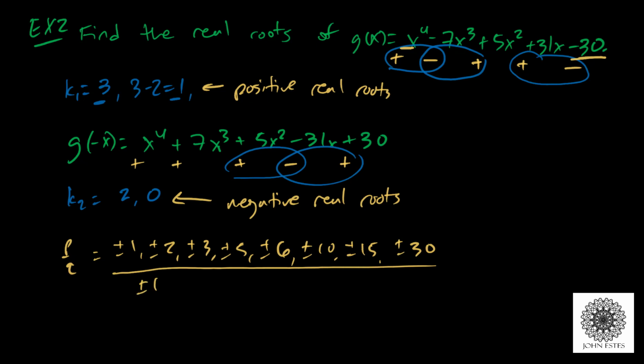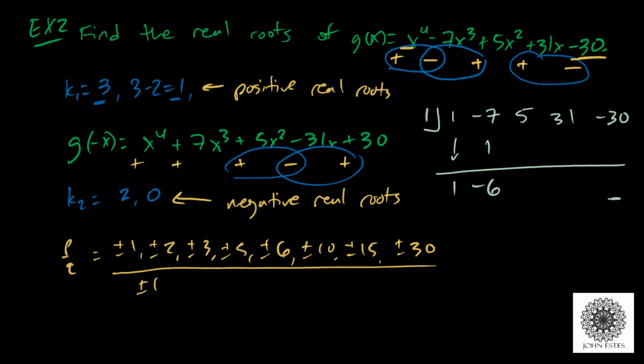Why don't we try 1 first? And again, to do that, you say 1, negative 7, 5, 31, negative 30. Hopefully we get a 0 here at the end. Let's see. So you bring down the 1. 1 times 1 is 1. You add to get negative 6. Negative 6 times 1 is negative 6. So you add to get negative 1. Negative 1 times 1 is negative 1. You add to get 30, which is looking good for us because 30 times 1 is 30. And then we add those together, you get 0.